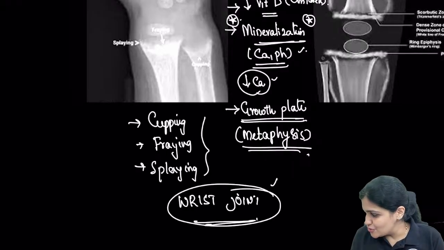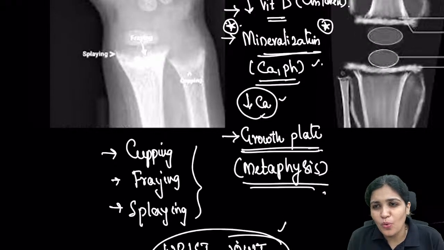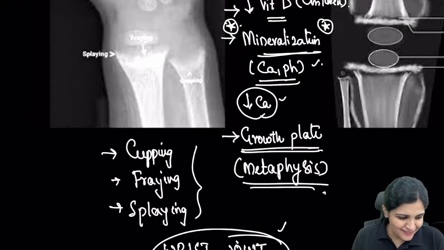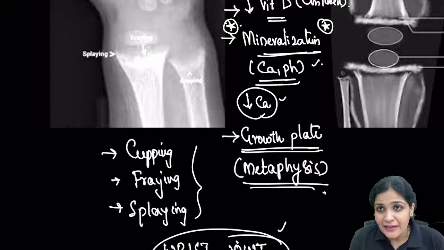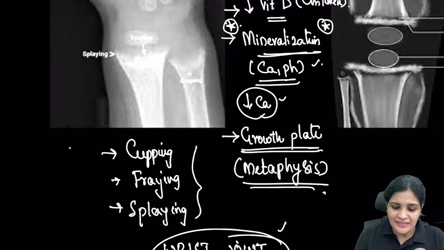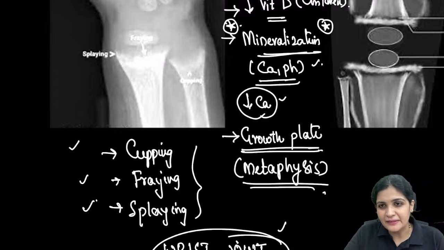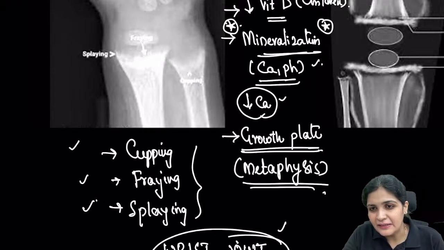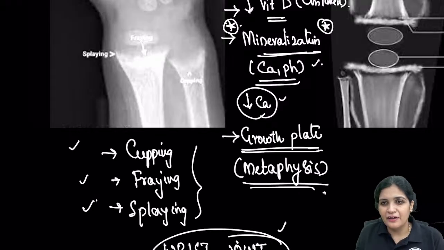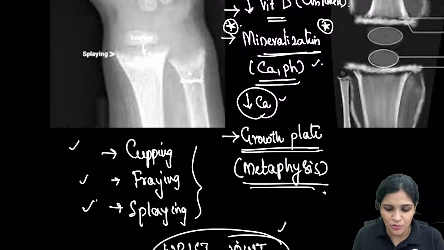Okay, so we take this and then we see these three things. So we see these three, that is cupping, fraying, and splaying, right? These are three important things which we usually see in rickets.